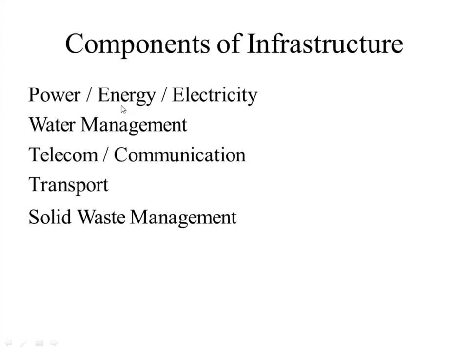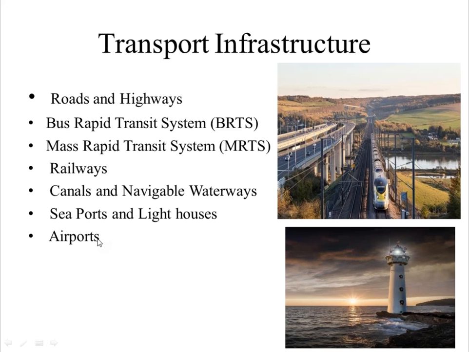These are the important components of infrastructure. The first one is power, or energy, or electricity. Next is water management. Then telecom or communication. Then transportation, and finally solid waste management. The first one is the transport infrastructure, which includes roads and highways, bus rapid transit system, that is BRTS, then mass rapid transit system, that is MRTS, then railways, canals and navigable waterways, then seaports and lighthouses, and finally airports.